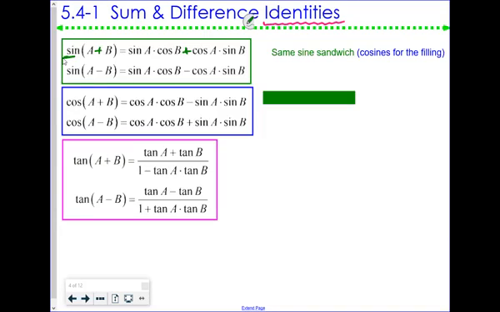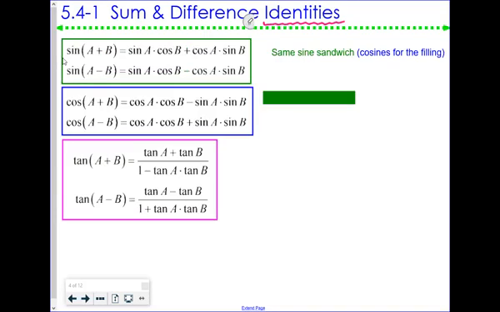It's the same because whatever math operation is here is also here. And it's a sandwich because here's your bread on the outside. It's a sine sandwich. Your bread is the sines and the filling is the cosines. It's the same sine sandwich, okay? If you see that pattern, you know that you're talking about sine of either A plus B or A minus B, and you know whether it's plus or minus by looking here, yeah? So that's the same sine sandwich.